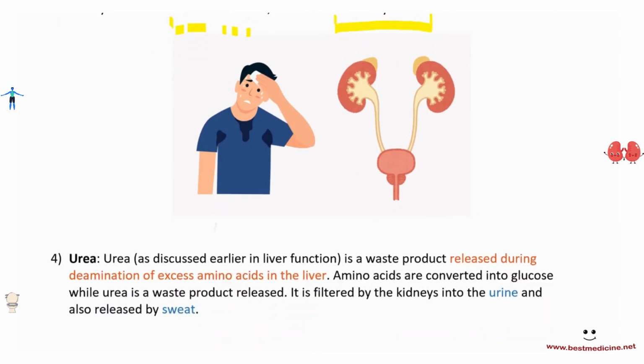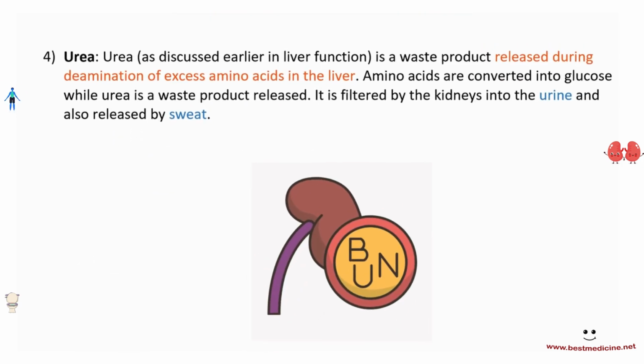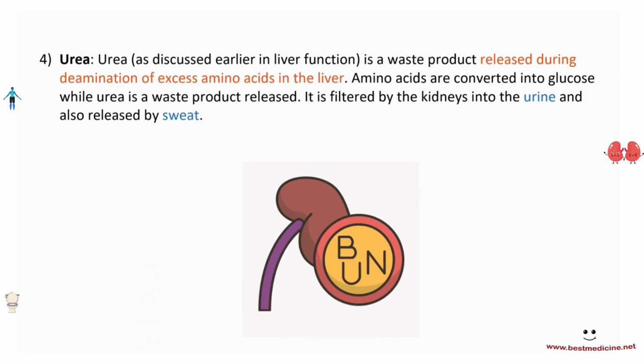And at number 4, we have urea. Remember urea from the liver? Well, here it is again. Urea is a waste product that is released during deamination of excess amino acids as we convert them into what? Into glucose in the liver. So amino acids are converted into glucose, while urea is a waste product that is released. It is filtered by the kidneys most of the time. Most of urea is going to go out the kidneys, but some of it is also excreted by the sweat. Okay?